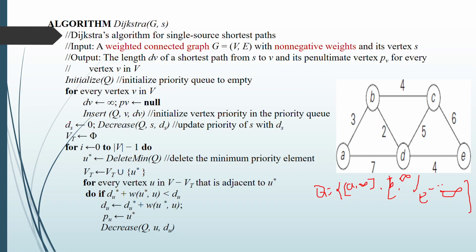Next step, I'll take ds. ds means source. Any vertex you can take as a source. I'll take A as the source, and I'll initialize it as 0 and decrease Q of s, ds. So in the Q, you update this value. Earlier for A, dA is infinity. Now it becomes 0. Decrease Q of s comma ds means the source vertex. I took A as the source vertex, and the distance of the source vertex I initialized as 0. That's why you update this vertex as 0 now.